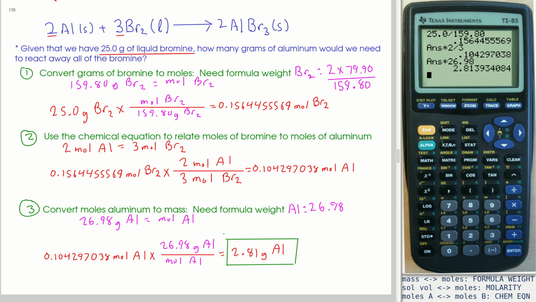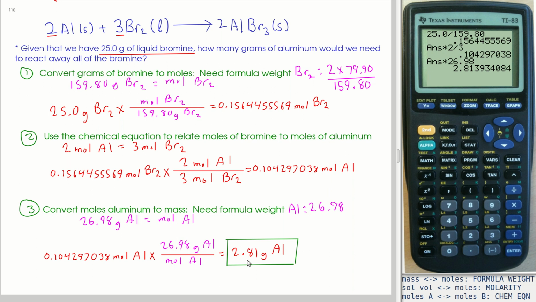Now you might wonder, well, why do you need so little? Well, for one thing, the aluminum and the bromine actually react in a 3:2 ratio. So you only need 2 atoms of aluminum to react 3 bromine molecules. In addition to that, and what's actually a larger effect, look at the molecular weight of bromine. It's 159.80. So 1 mole of bromine weighs a lot more than 1 mole of aluminum does. So those two things together mean that this number for aluminum should be fairly small. So the answer makes some sort of sense.